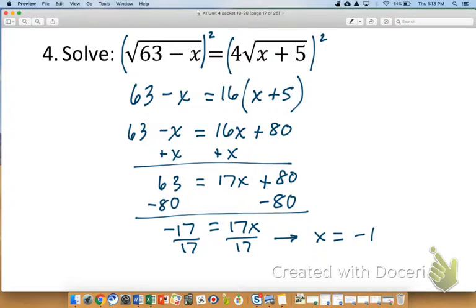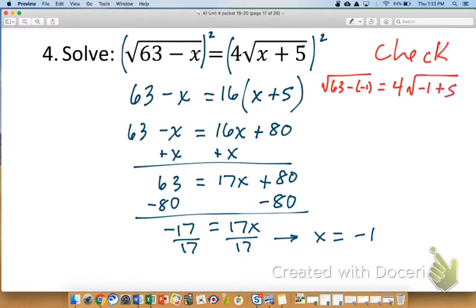Let's go, Sebastian. Okay. Now, you guys found out in number 3 that sometimes it's possible to do everything right and get one of those extraneous false solutions. So I'm going to come over here and check my answer in the original. Watch this. It'd be square root of 63 minus -1 equals 4 times the square root of -1 plus 5.